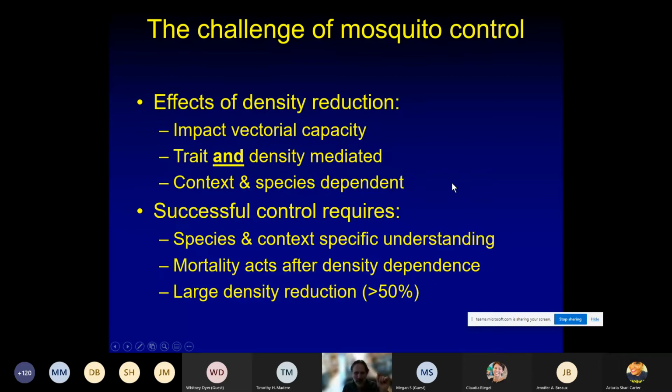I didn't really talk about that much, but we have other data that suggests that different species respond very differently to densities. What it means is that successful mosquito control is likely to require both species and context-specific understanding of the population you're targeting. Ideally, it seems like you would like to impose mortality that acts after the action of density dependence, late in larval development. And the lab experiments seem to suggest that killing something more than 50% of the population of mosquitoes in a larval aquatic environment is going to be necessary to really inhibit the population of mosquitoes.